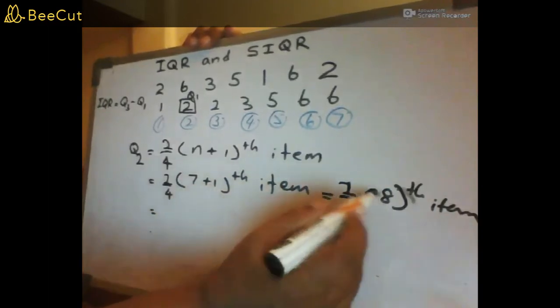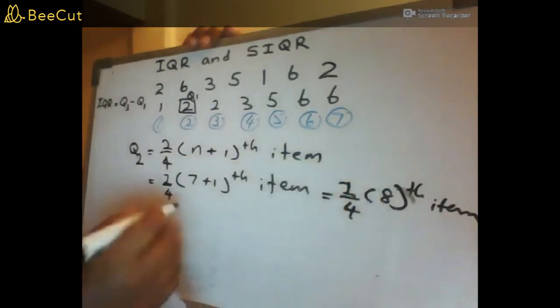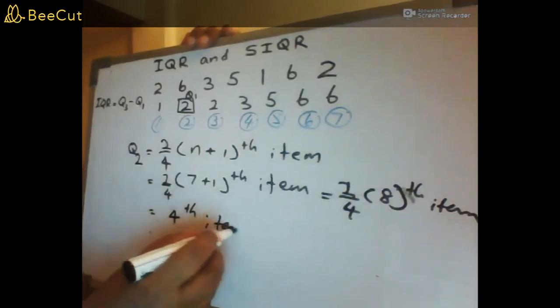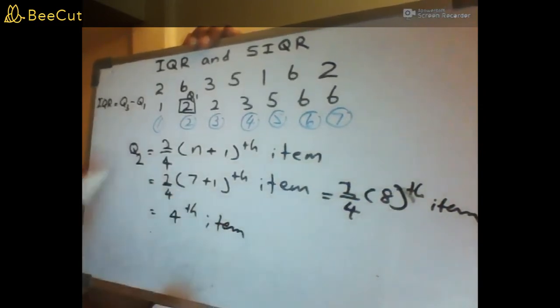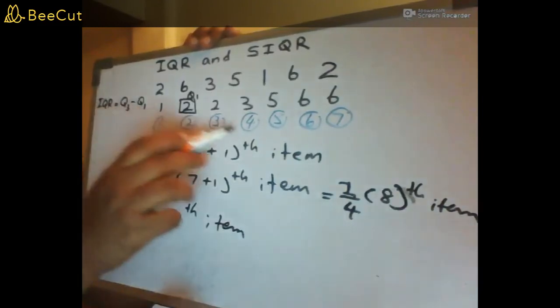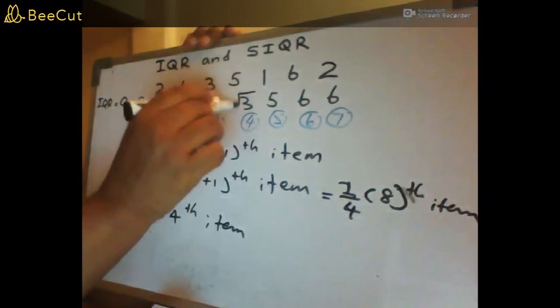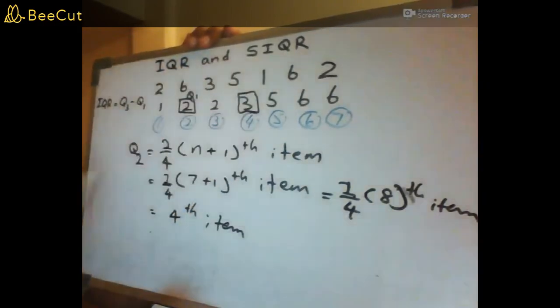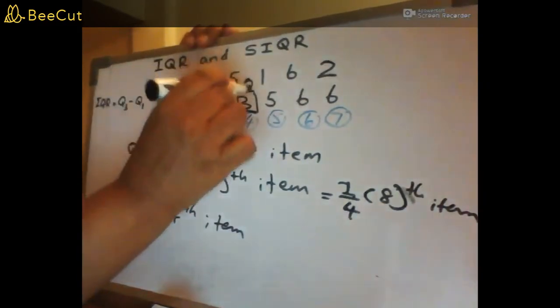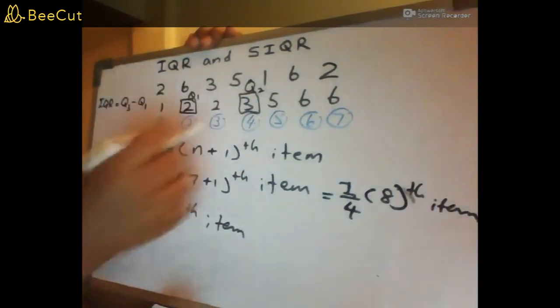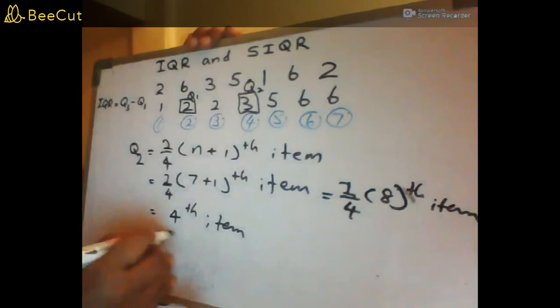Here it is 2 into 2, the fourth item. So what is the fourth item? 1, 2, 3, 4. 4 is this one. The mark represented by the fourth item is Q2. So Q2 is, the answer is 3.